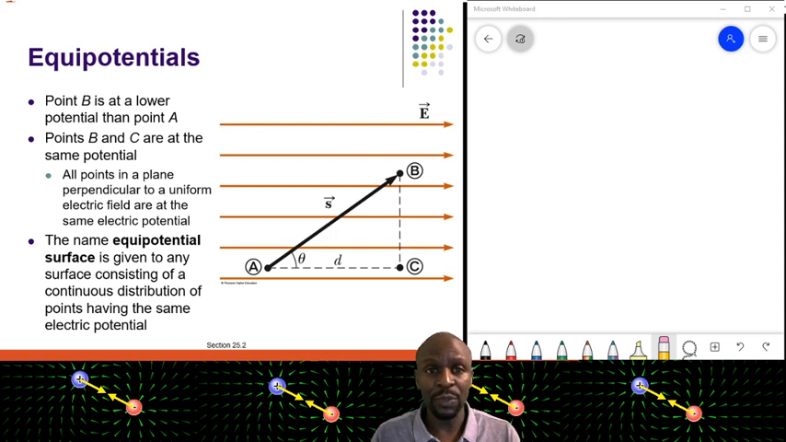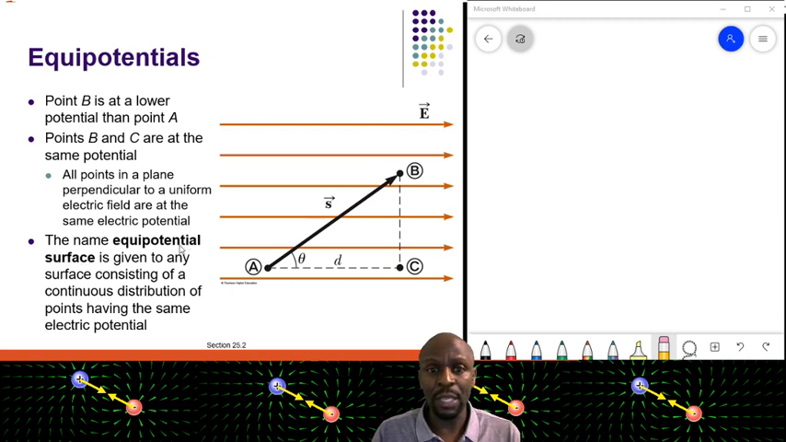Right, let me also introduce you to equipotential. Now, for example, consider this figure here. Point B is at lower potential than point A, and point C is also at lower potential than point A. But if we reverse this electric field, if the field was moving to the left, then B and C would be at higher potential than A. However, in this case, when the electric field is going to the right, points B and C are at the same potential. Why is that the case? Because all points in the plane perpendicular to a uniform electric field are at the same electric potential.